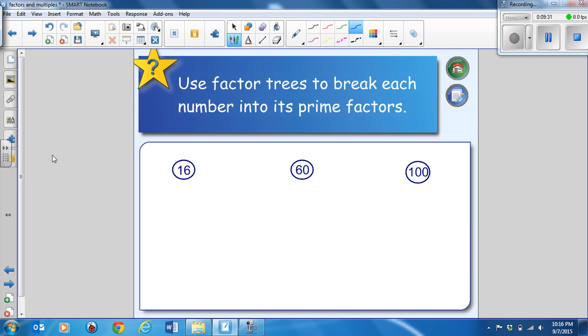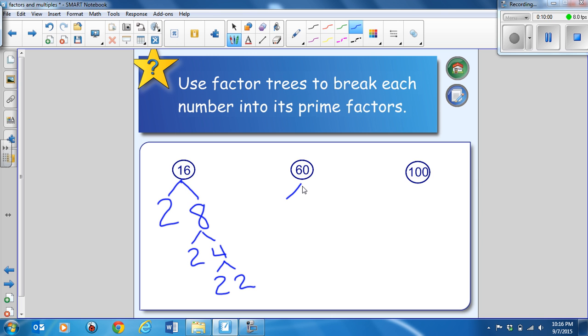All right, here are some more examples. Go ahead and pause the video if you'd like to practice a few of these on your own. So I'm going to do 16. Again, I'm going to start with 2 because it's even. So 2 times 8, and then I'm going to break down 8, 2 times 4, and then I'm going to break down 4 into 2 times 2. So my prime factorization is 2 times 2 times 2 times 2.